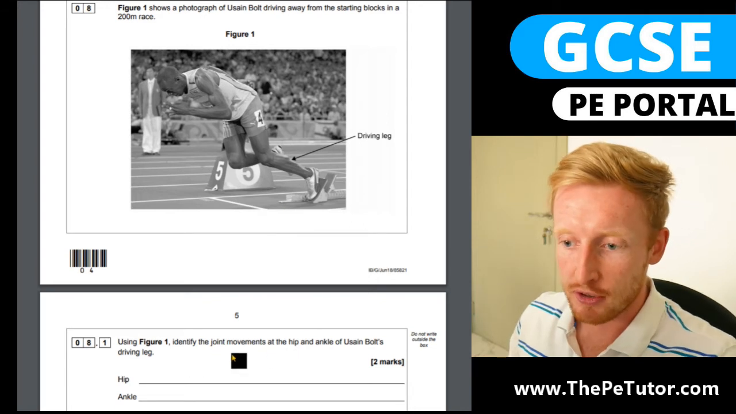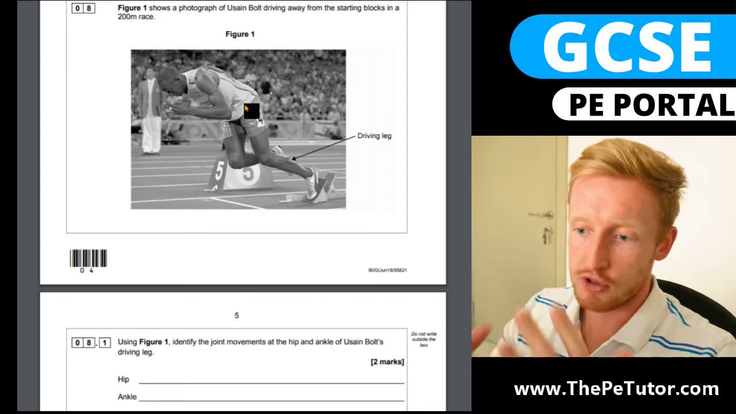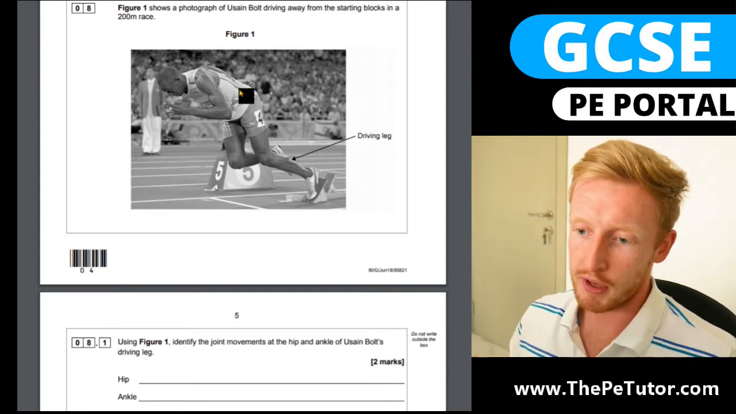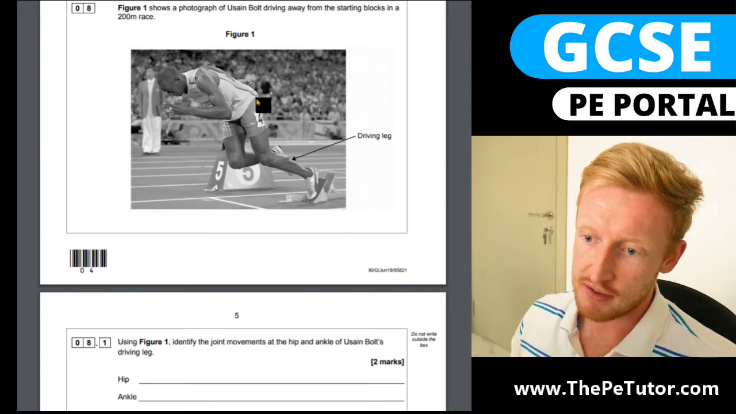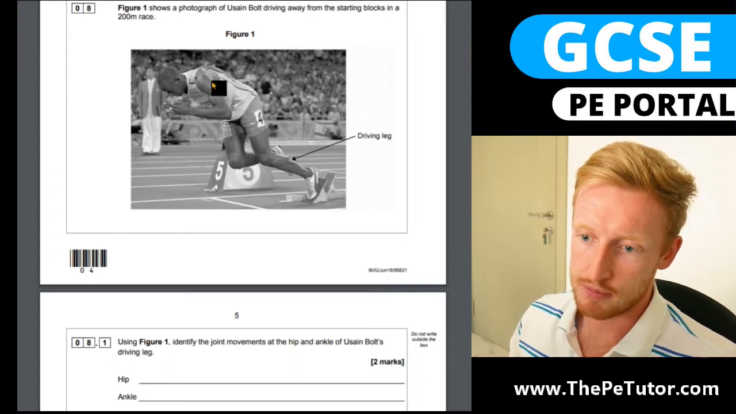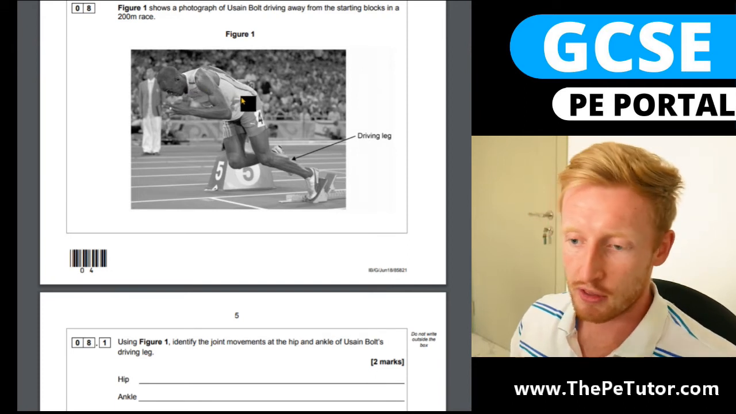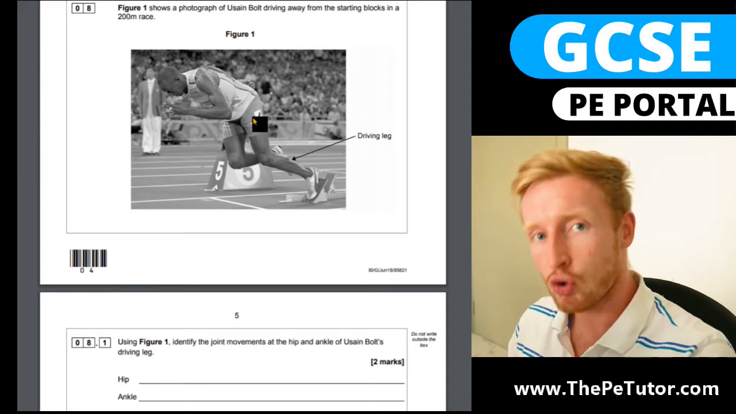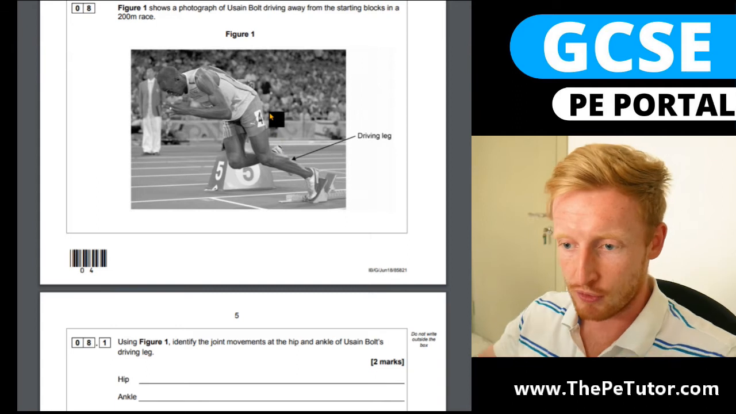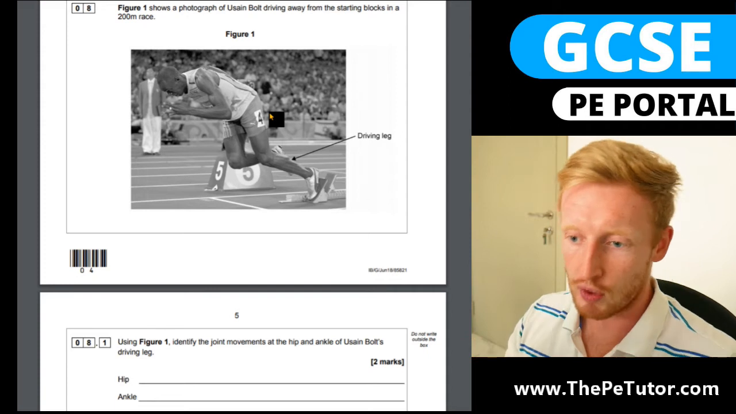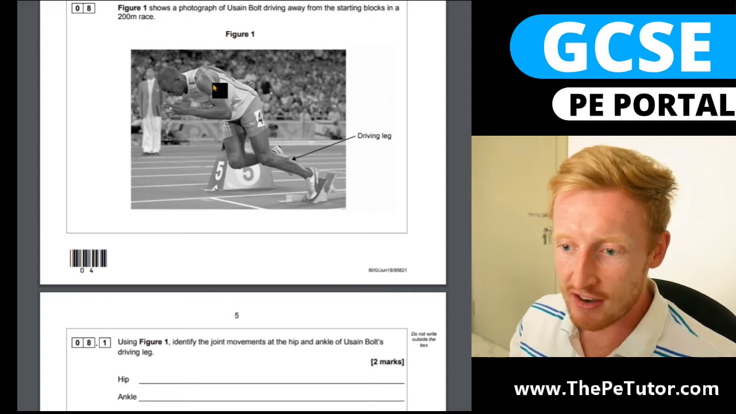So if we just take the hip to start with, obviously it's the joint between the top of the femur and the hip, or the top half of a performer's body. And what we're looking for here in the driving phase is this angle increasing at the hip. So with Usain Bolt, his torso makes one side of the joint and then the femur makes the other side, and during this drive phase that angle is going to increase, meaning it is extending. So flexion is where the angle decreases at a joint, extension is when the angle increases at a joint. So at the hip we have extension occurring.